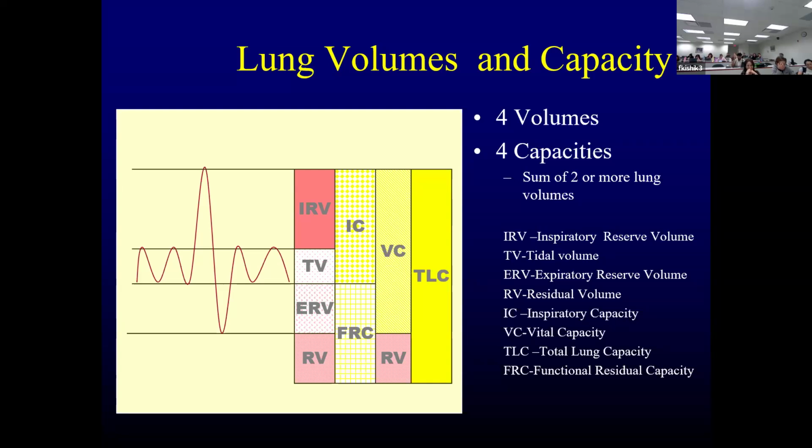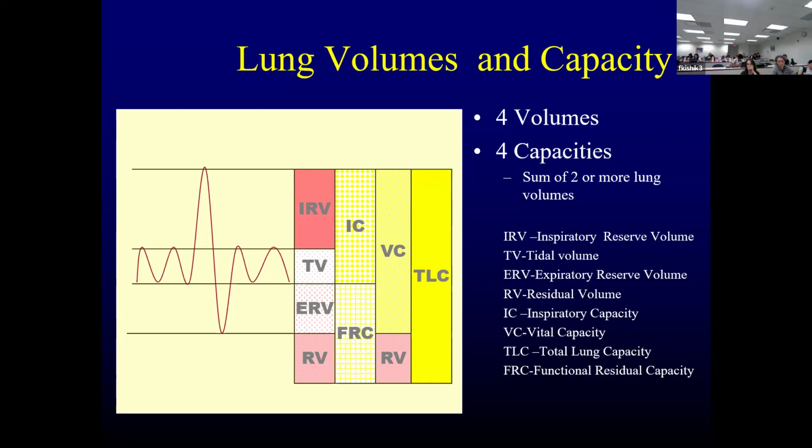So when we are sitting quietly, the air is in and out, and that is a passive process, in the sense that we are not aware of this. In general, a healthy person will breathe out around 500 cc of air at every breath. At every breath, it's around 500 cc.